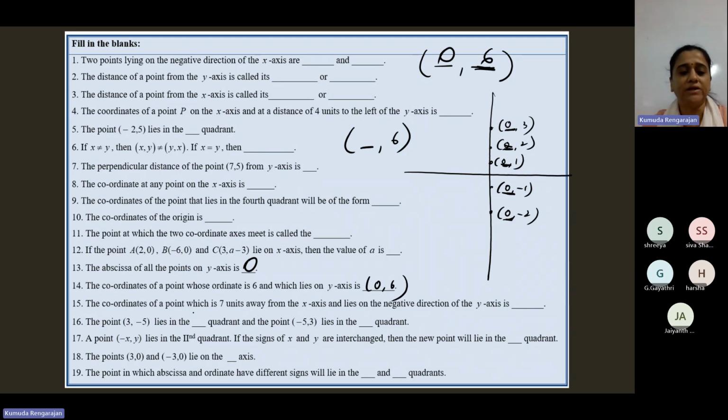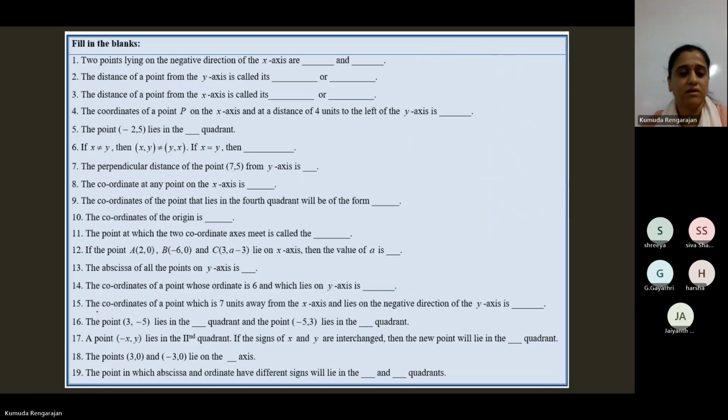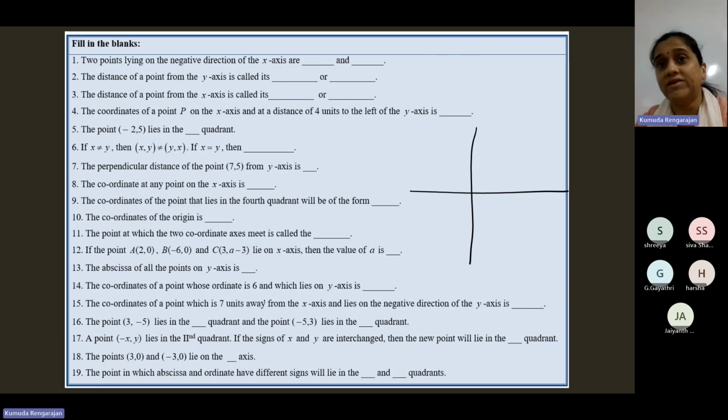The coordinates of a point which is 7 units away from the x-axis and lies on the negative direction of the y-axis is... Where does the point lie? It lies on the negative direction of the y-axis, here. And it is 7 units away from the x-axis.